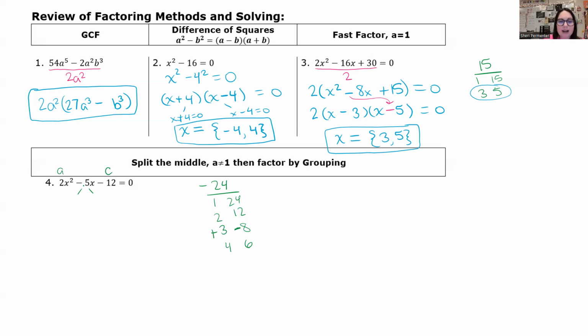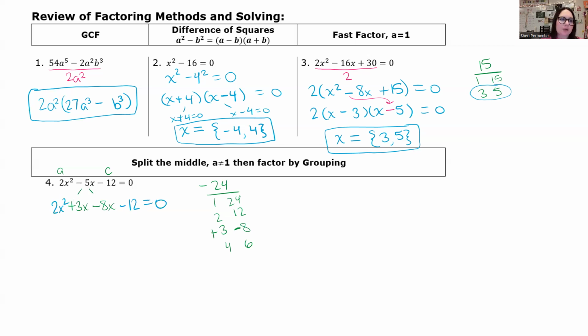So I'm going to rewrite negative 5x as positive 3x minus 8x, bless you. And then I'm going to rewrite the 2x squared and the minus 12 on each side. So this is called splitting the middle.